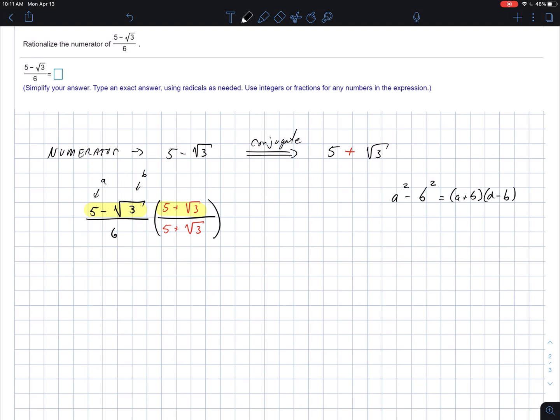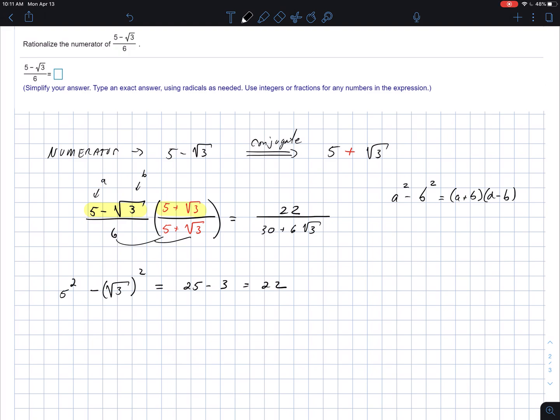So what would we do? We would take a squared, so that would be 5 squared, minus root 3 all squared, and that product will give us what? 25 minus 3, which gives us 22. So now we know the numerator is 22. The only thing we have to do is multiply the denominator together, right? So that would be 30 plus 6 root 3.